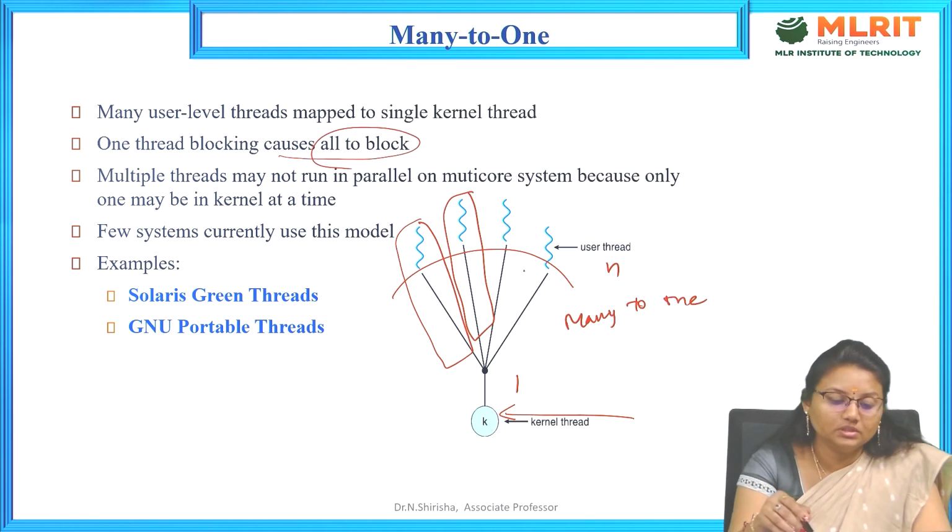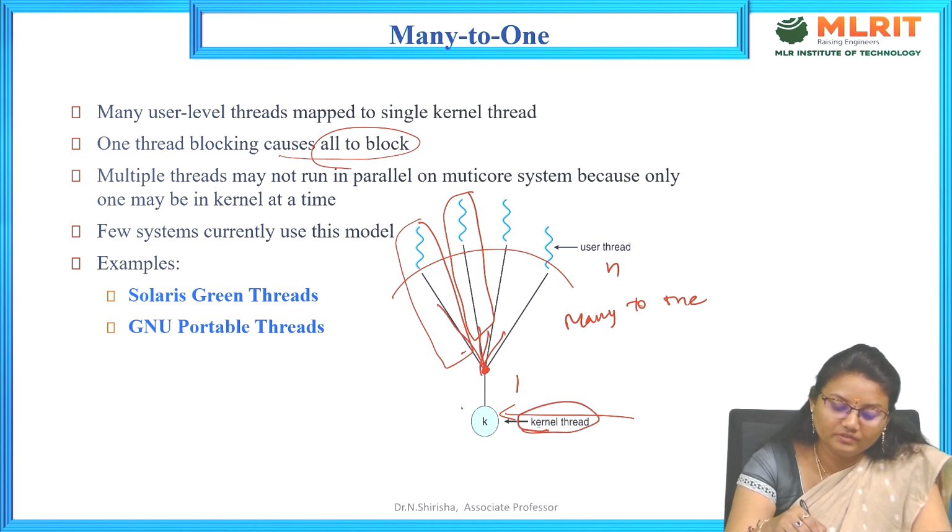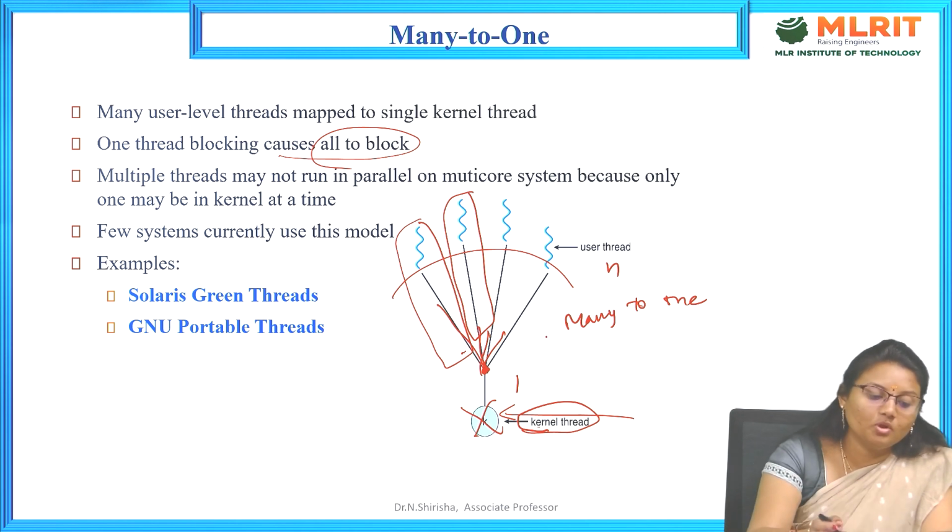Here, if one user thread is blocked, it blocks everything, because that one kernel thread is the center point. This has to execute all the user threads. If this is blocked, what happens? All the user threads will be on hold. It will block all the threads.